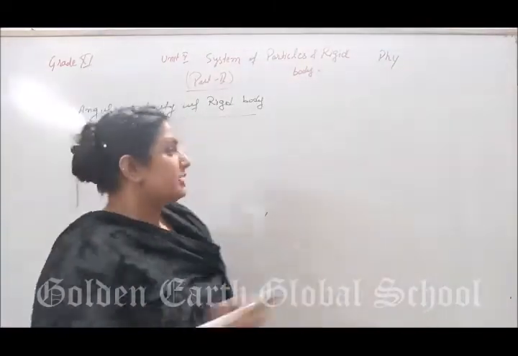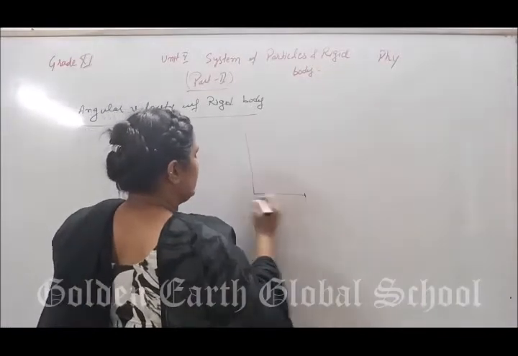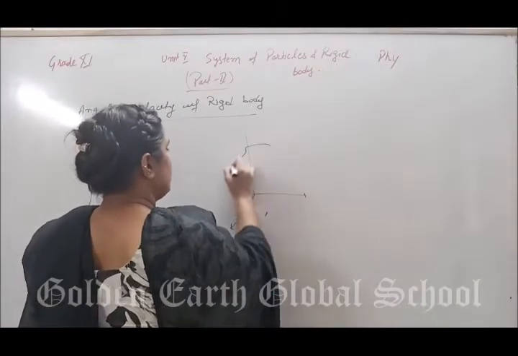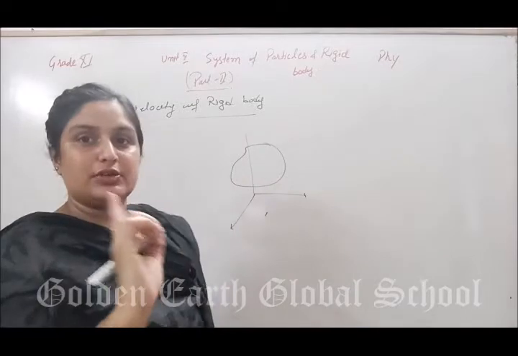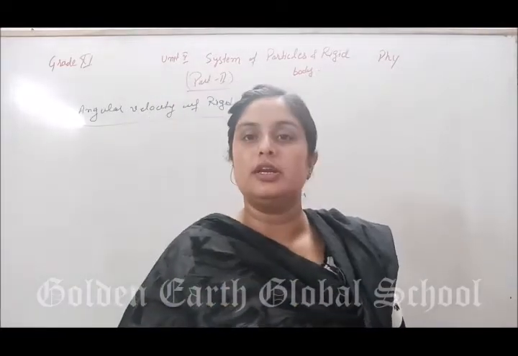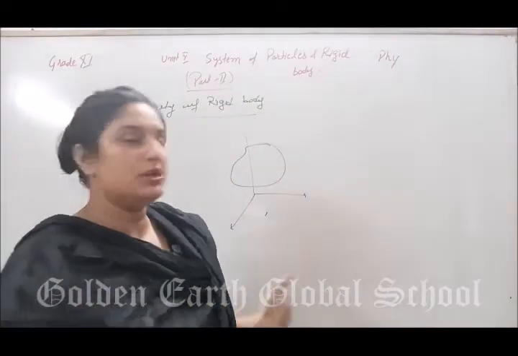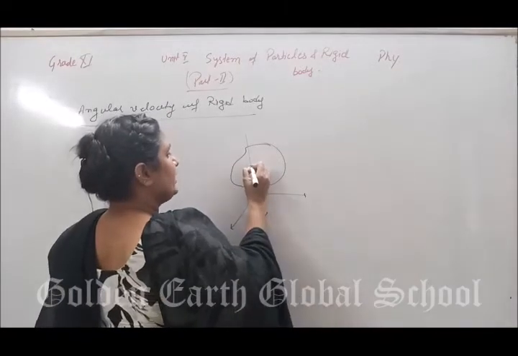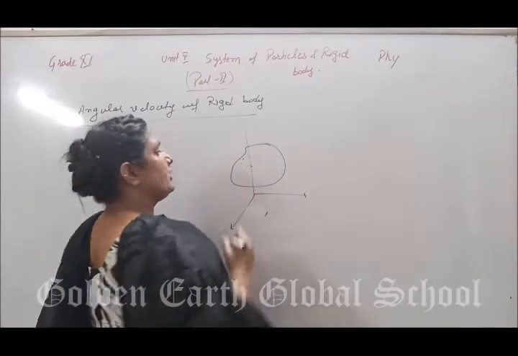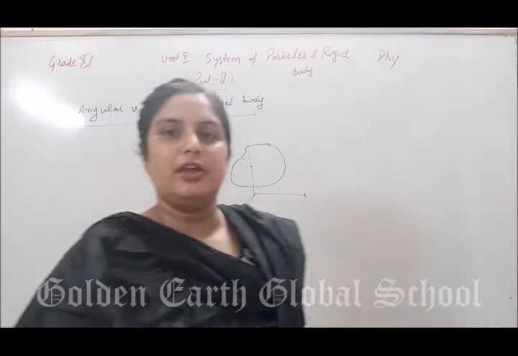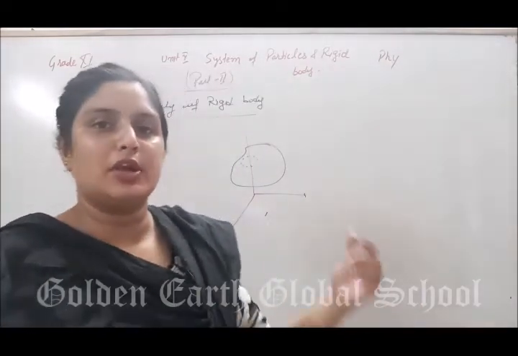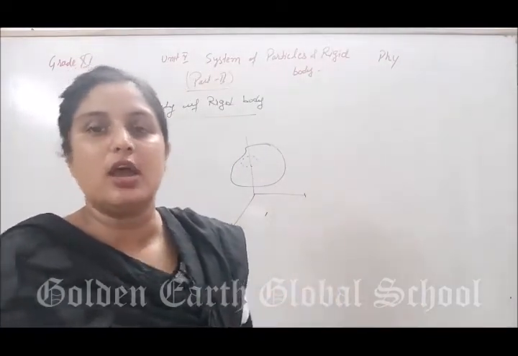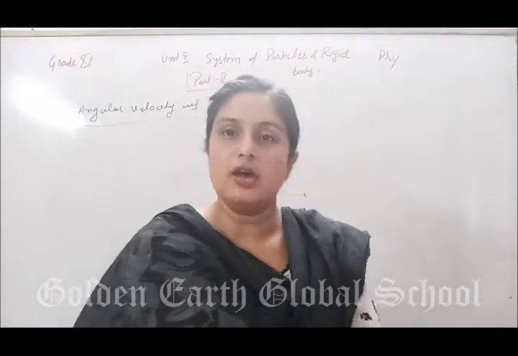For that, let us suppose we have a rigid body that is rotating about a particular axis. It is having rotational motion. As we have explained already, the body is said to be in rotational motion if every particle of the body is rotating about the given axis of rotation.